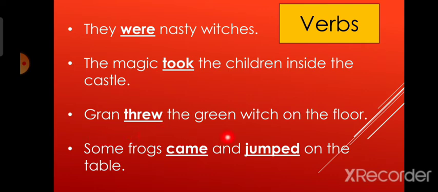Some frogs came and jumped on the table. Here are two verbs, came and jumped. All these are the second form of verbs. Can you tell me the first form for the word took? Yes, it is take. The first form of the verb is take and its second form is took. Here the word is threw. What is its first form?